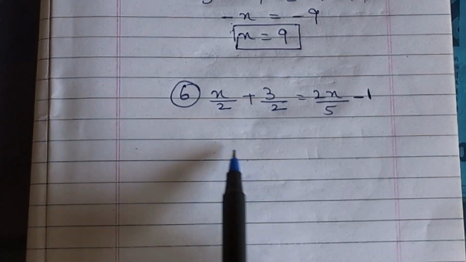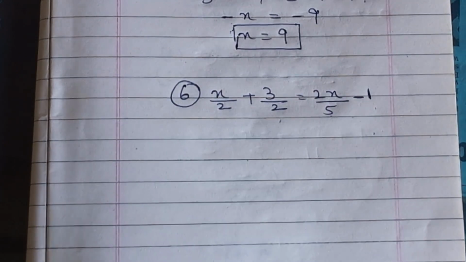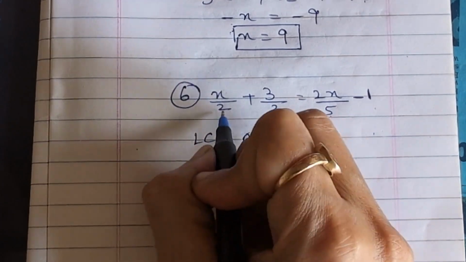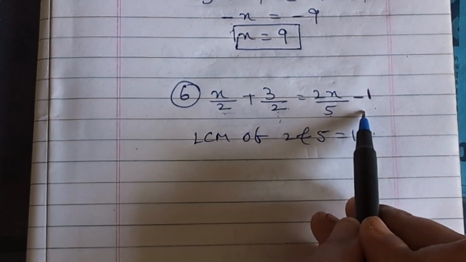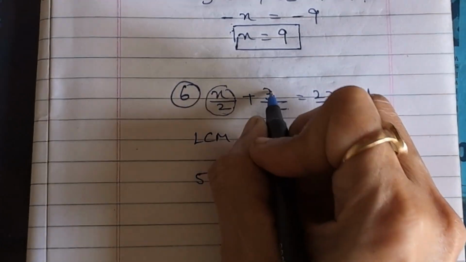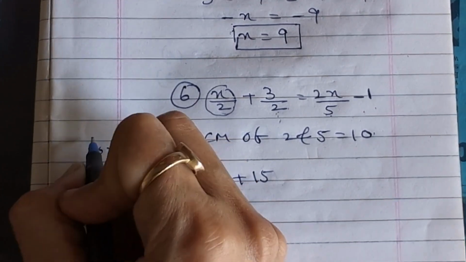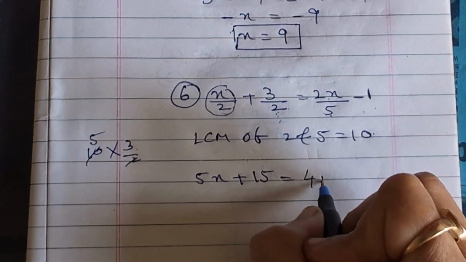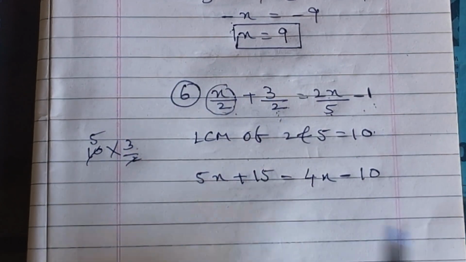Okay. Now the last question, x by 2 plus 3 by 2 equal to 2x by 5 minus 1. Now here we will find the LCM of the denominators. So in the denominators we have 2 and 5. So LCM of 2 and 5 is 10. Now multiply the given equation by 10. So 10 into x by 2, it will be 5x. 10 into 3 by 2, it will be 15, because 10 by 2 is 5, 5 3s are 15, equal to 10 by 5 is 2, 2 into 2x is 4x, minus 10 into 1, 10. Okay, so we have multiplied each and every term by 10.